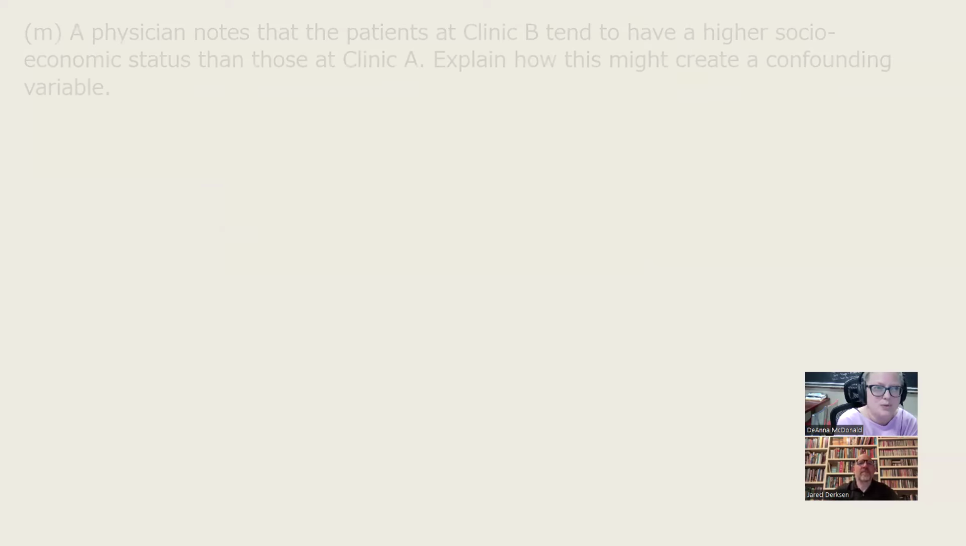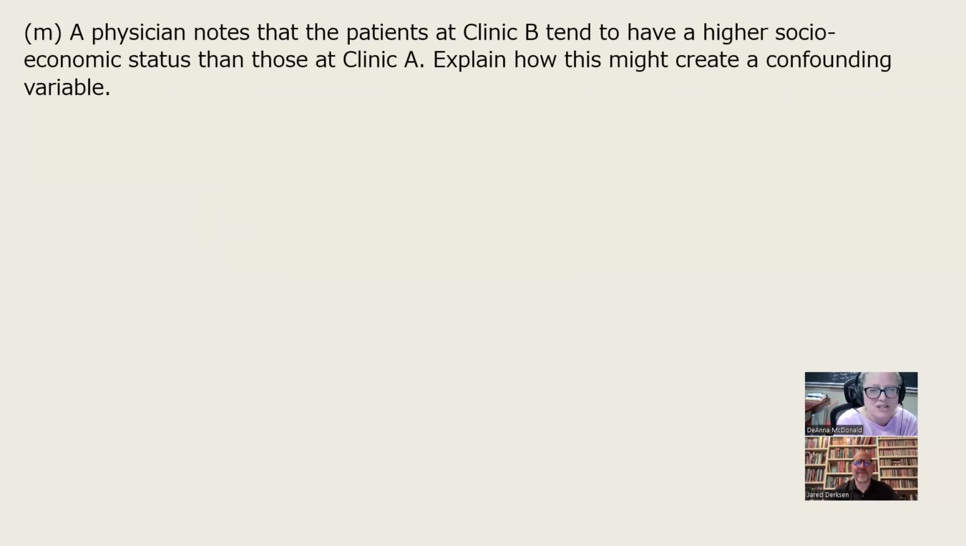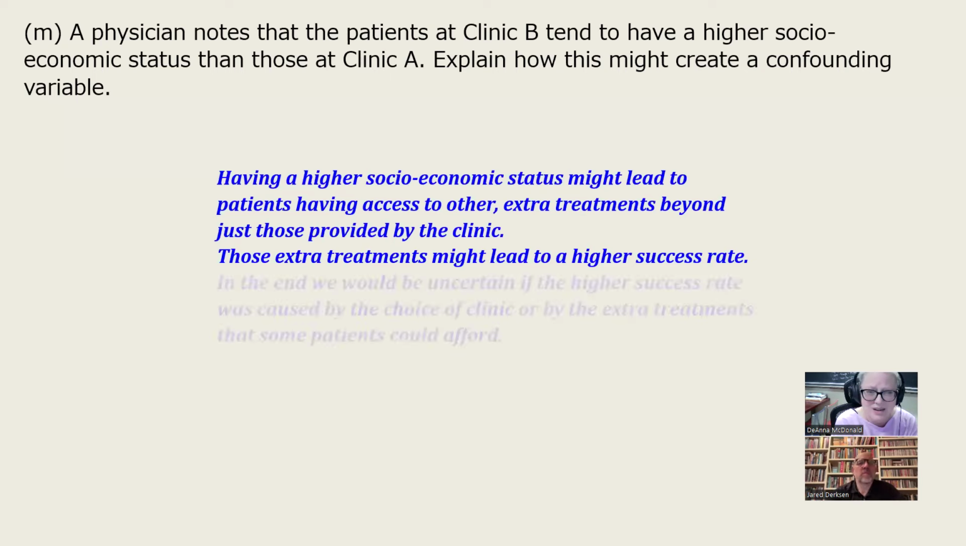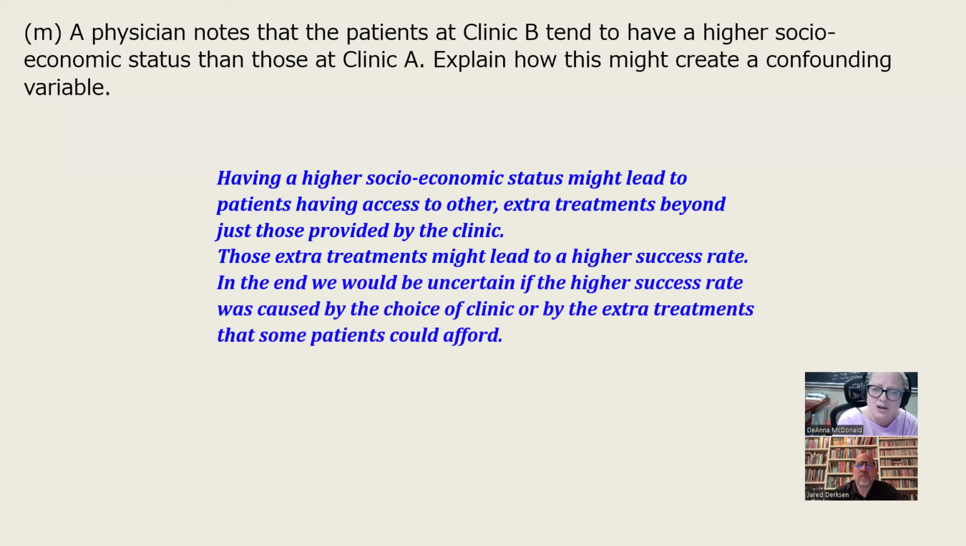Okay. Whew. A physician notes that the patients at Clinic B tend to have a higher socioeconomic status than those at Clinic A. Explain how this might create a confounding variable. So there's a vocabulary word there. Having a higher socioeconomic status might lead to patients having access to other extra treatments beyond those provided by the clinic. So those extra treatments might lead to a higher success rate. In the end, we would be uncertain if the higher success rate was caused by the choice of the clinic or by those extra treatments that some patients could afford.